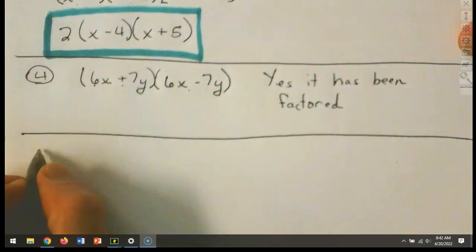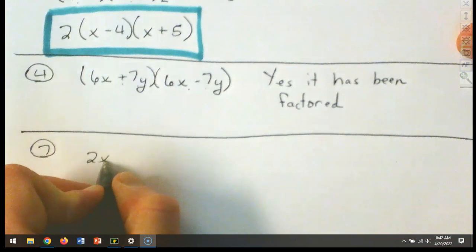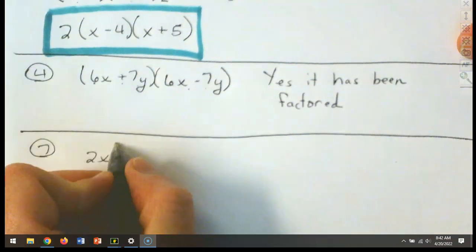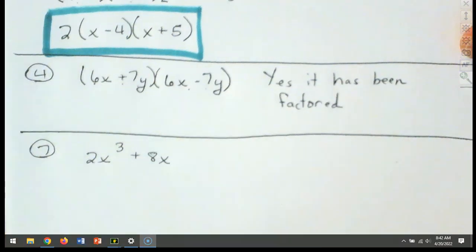Question 7. We've got 2x cubed plus 8x. And the directions here are take out the greatest common factor. So the first thing we look at when we look at these is how many terms do I have? Okay, I've got 2 terms, right? Terms are separated by addition or subtraction.